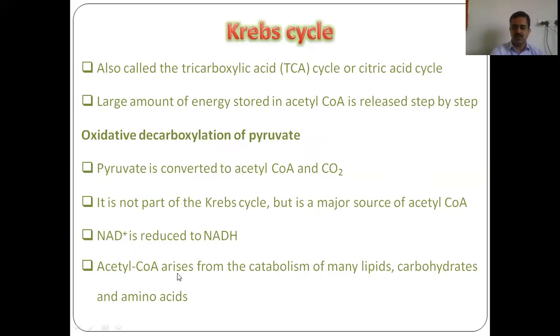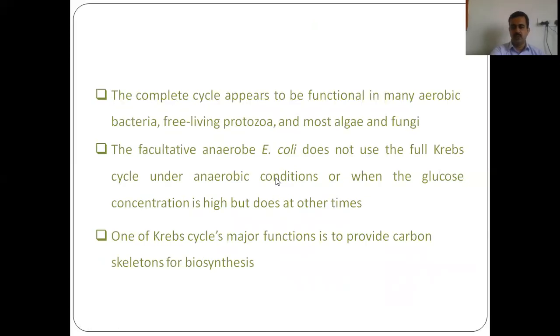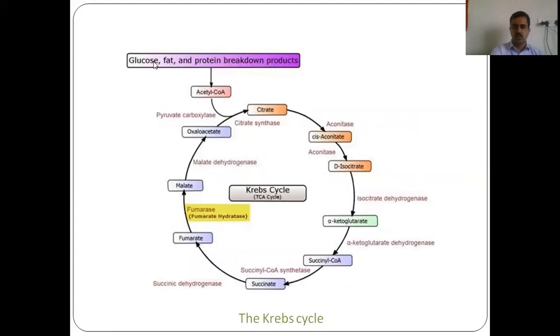Acetyl coenzyme A arises from the catabolism of many lipids, carbohydrates, and amino acids, and ultimately the Krebs cycle is run. The complete cycle appears to be functional in many aerobic bacteria, free living protozoa, and most algae and fungi. The facultative anaerobe E. coli does not use the full Krebs cycle under anaerobic conditions or when the glucose concentration is high, but does at other times. The Krebs cycle's major function is to provide carbon skeletons for biosynthesis.